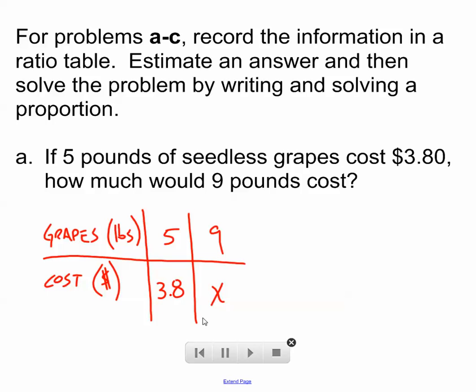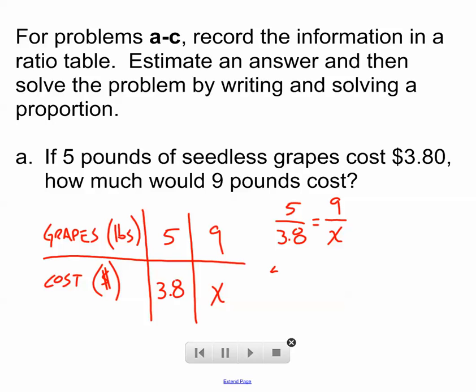All right, so the estimate here. First of all, there's my proportion. Let's make sense of this. So it's 5 out of 3.8, or 5 over 3.8 equals 9 over x. I probably should have done my estimate first, but 9 pounds is twice as much as 5 pounds. Not quite twice as much, but about twice as much. So the cost should be about twice as much. Twice as much as 4 should be 8, about $8. It's probably less than $8, but that'll give us a good estimate.